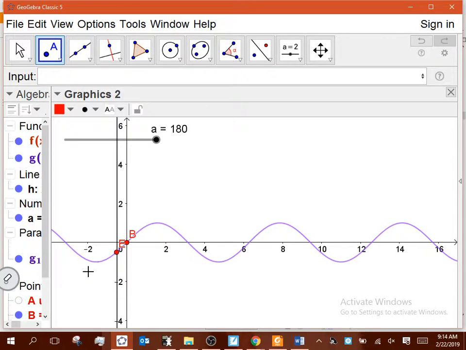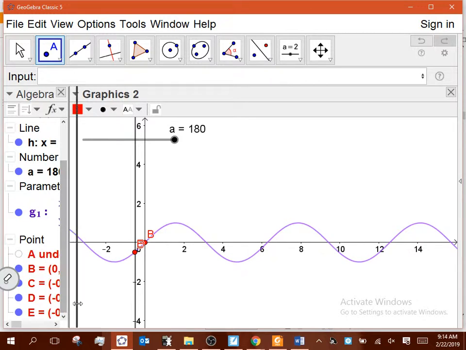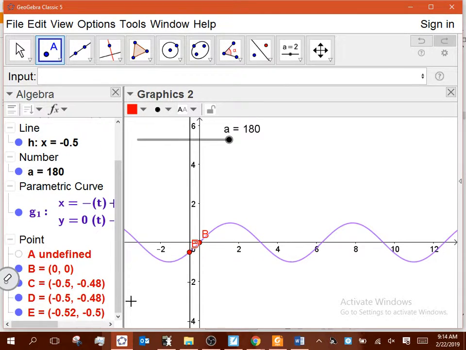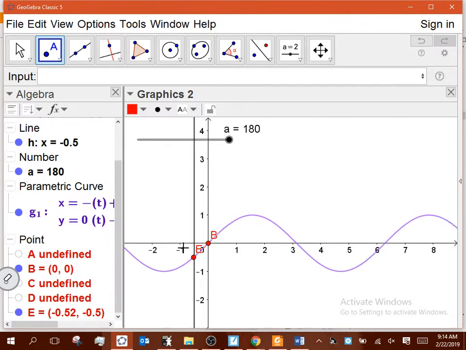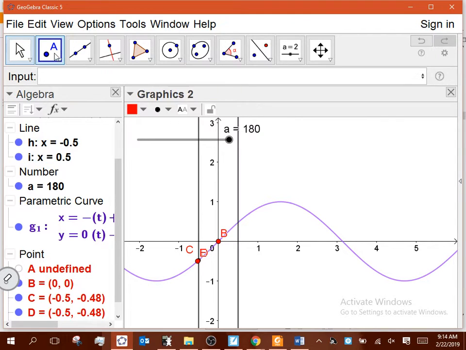That would be the point right there, point E. Does that make sense? Now, that y value ends up being negative 0.5, right? I'll zoom in a little bit more on this. So that was the sine of negative pi over 6. Let's look at sine of pi over 6. We'd be looking at the y value of that point F.